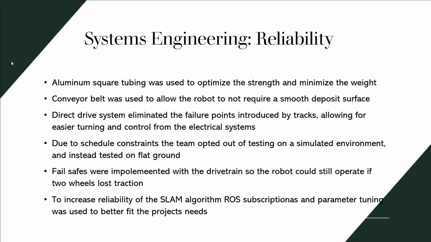For our reliability, aluminum square tubing was used to optimize the strength and minimize the weight. A conveyor belt was used to allow the robot to not require a smooth deposit surface. A direct drive system eliminated the failure points introduced by tracks, allowing for easier turning and control for the electrical systems. Due to schedule constraints, the team opted for testing in a simulated environment instead of testing on flat ground. Fail-safes were implemented with the drivetrain so the robot could still operate if 2 wheels lost traction. To increase the reliability of the SLAM algorithm, ROS subscriptions and parameter tuning were used to better fit the project's needs.